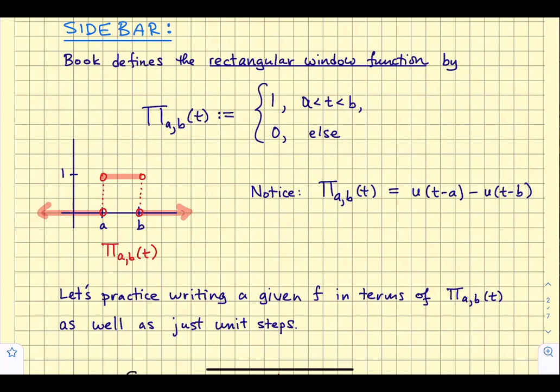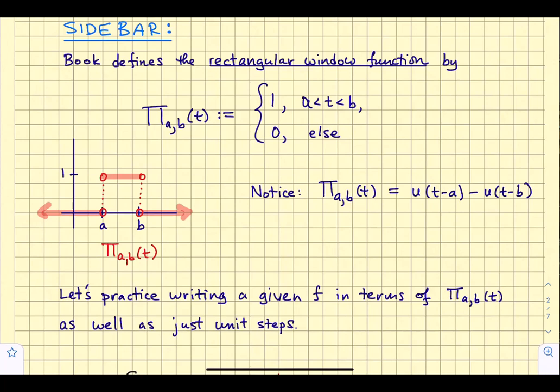Now in the homework, and there will be different times throughout the course, they're going to give you a piecewise defined function and ask you to write it in terms of unit steps. In the few exercises in the textbook, they're going to make you write it in terms of rectangular window functions. This isn't a really big deal. I would try it both ways. We're going to practice it here in just a minute.